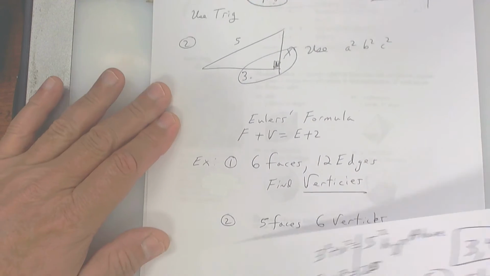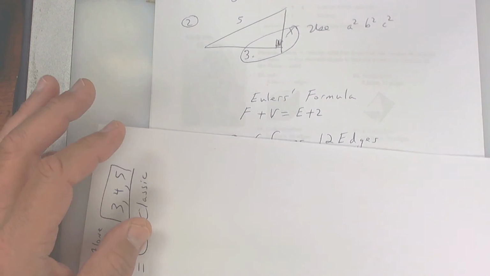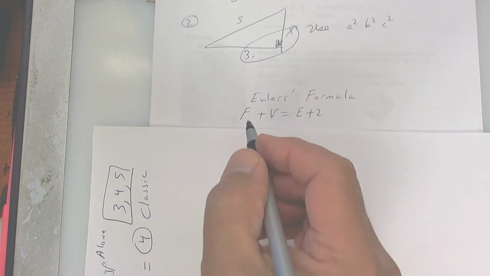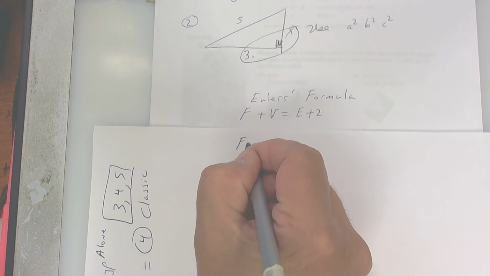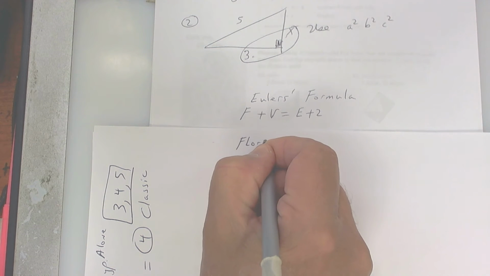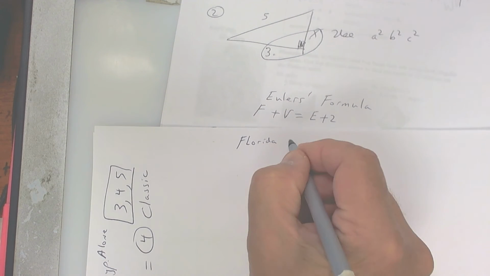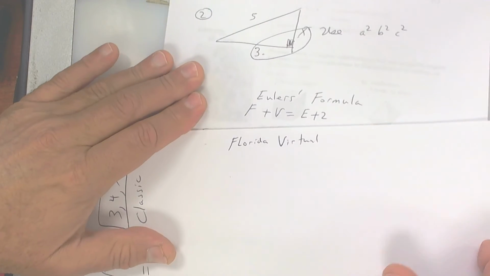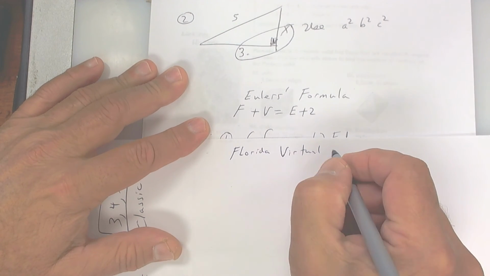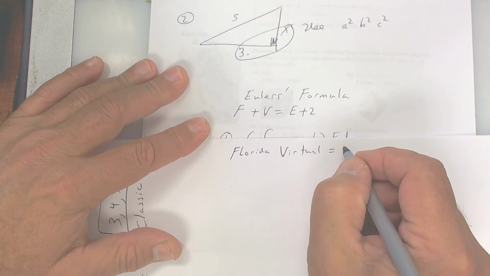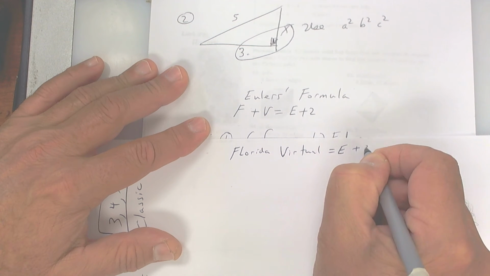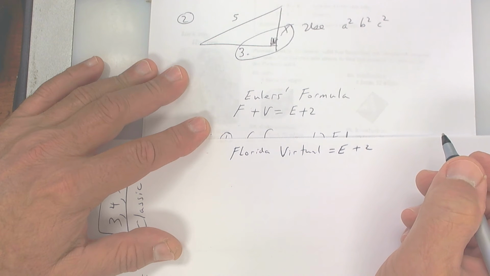Let's go on. This one right here deals with Euler's formula, and I've been trying to find something online, but I didn't. So here is what I'm going to tell you. Florida, this is the way I'm going to remember it. Florida virtual school is equal to episode 2. And so you might come up with something better.